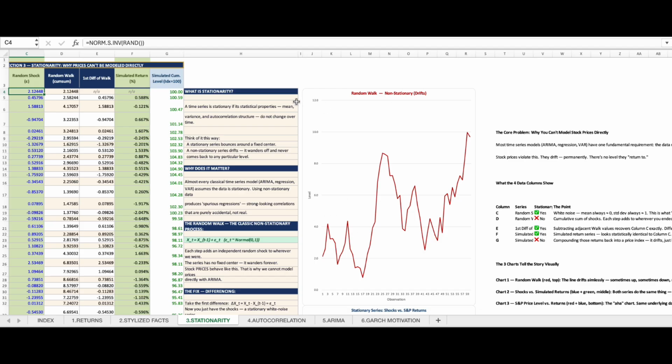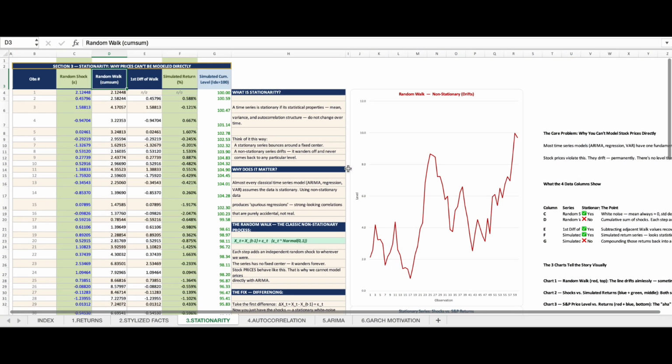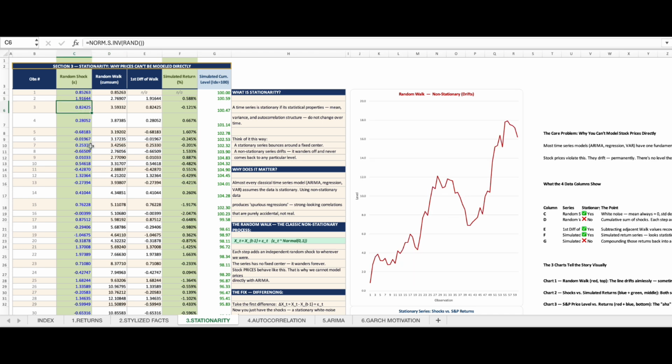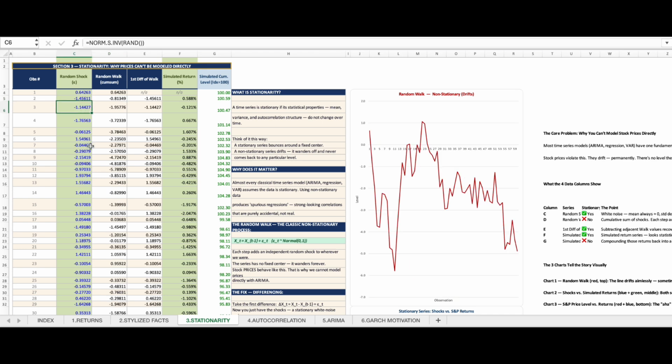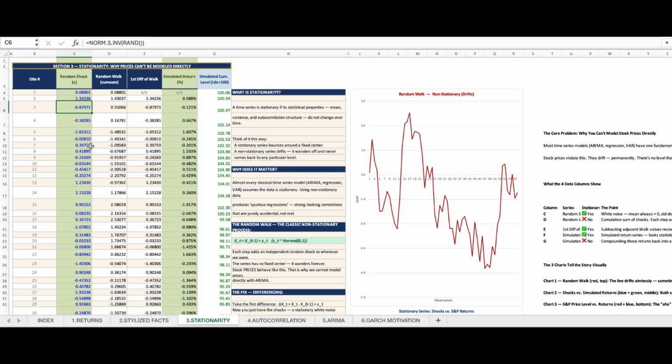Now let's talk about random walk, which is the classic non-stationary process, because a lot of time series data are naturally not stationary. So if you look at column D, the random walk, the formula is simple. Each value equals the previous value plus a random shock. Now if you press F9, the walk reshapes because this is a random variable. If you press it again, you get a completely different shape.